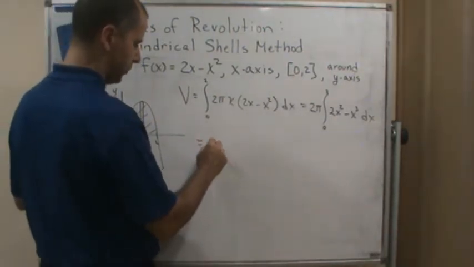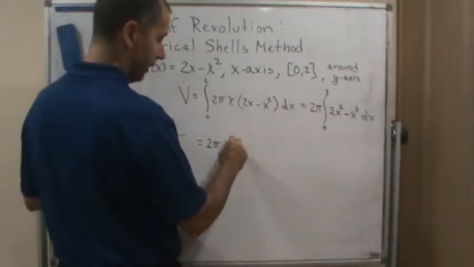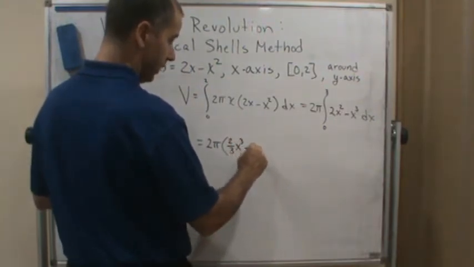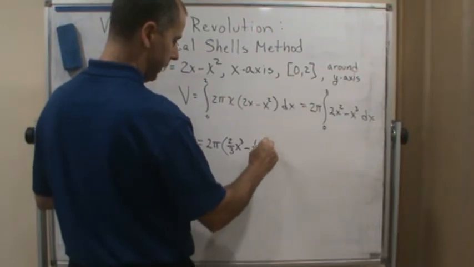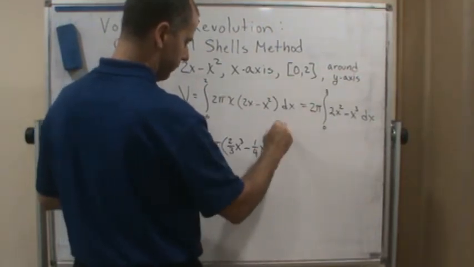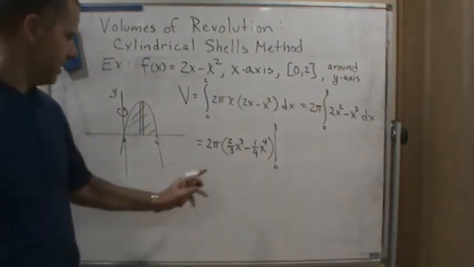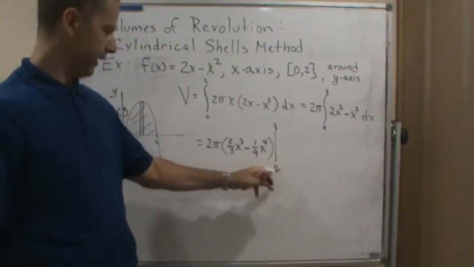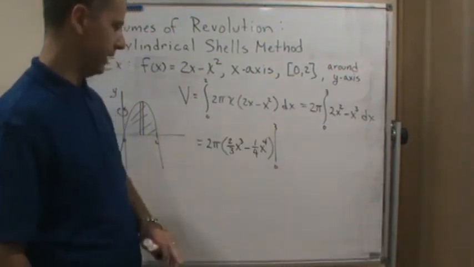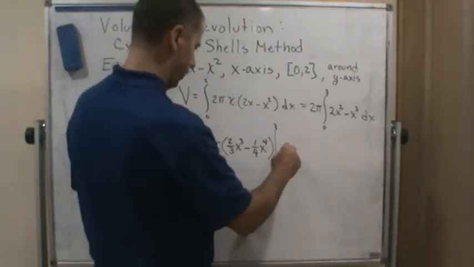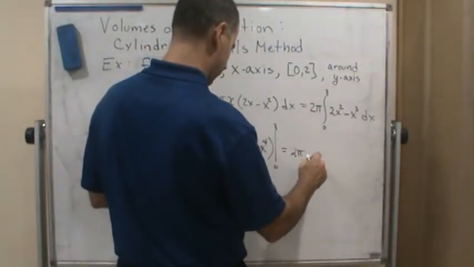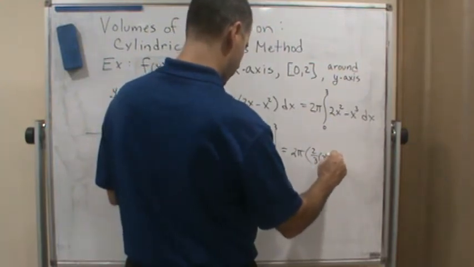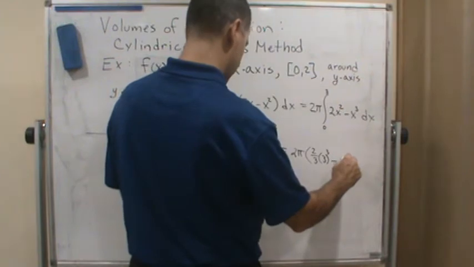And so my volume turns out to be 2 pi times 2/3 x cubed minus 1/4 x to the 4th evaluated from 0 to 3. And of course, since I've got x's in both terms, evaluating at 0 is just going to be 0. So I can ignore this part and just evaluate it at 3 and be done. So this is going to be 2 pi times 2/3 3 to the 3rd minus 1/4 3 to the 4th.